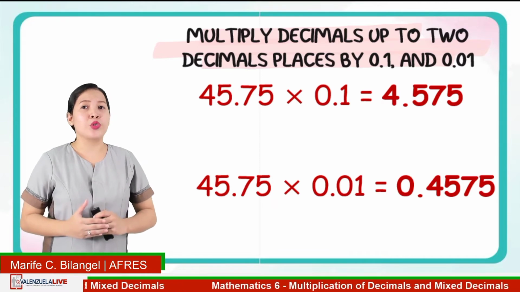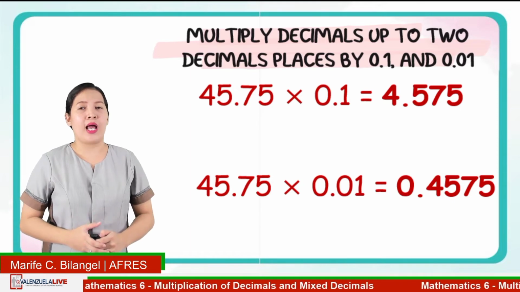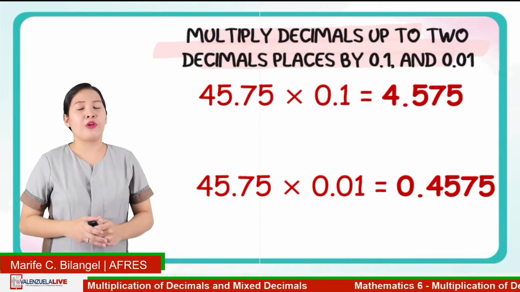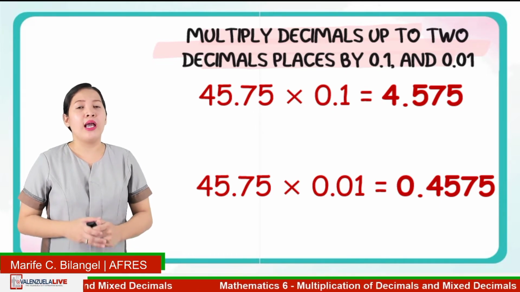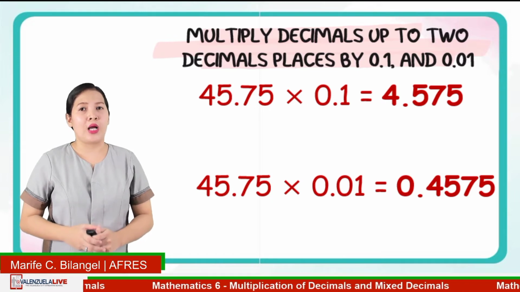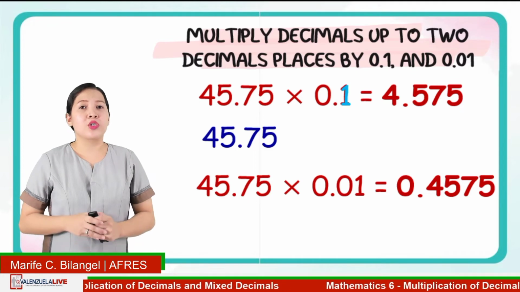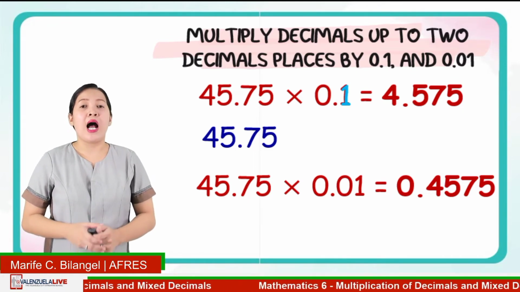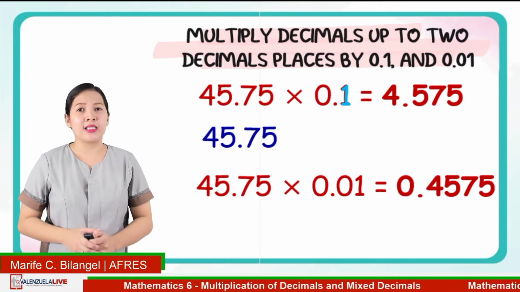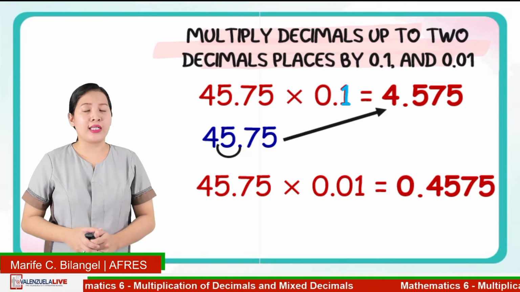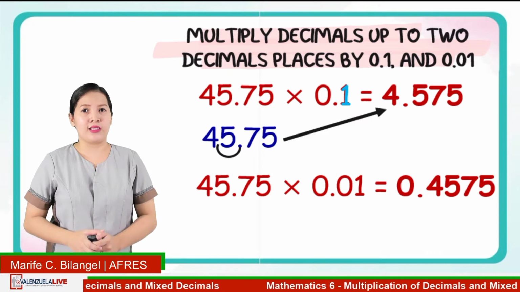Let's try to observe the pattern in these examples. So if I multiply 45 and 75 hundredths by 1/10, the answer is 4 and 575 thousandths. Since 1/10 has only one decimal place, I move the decimal point of 45 and 75 hundredths to the left. So the product is 4 and 575 thousandths.